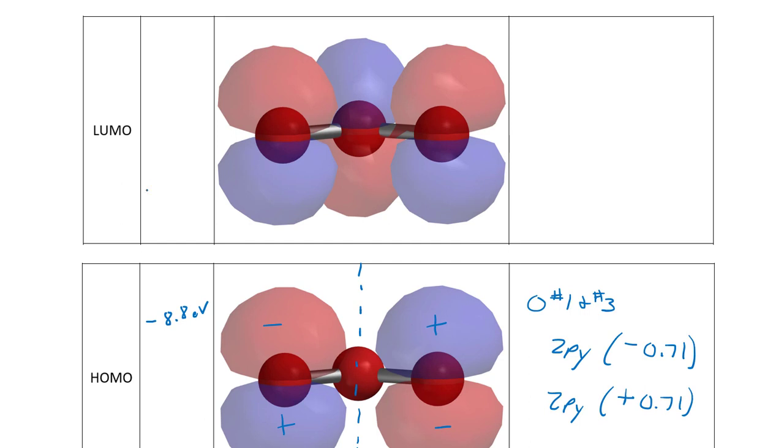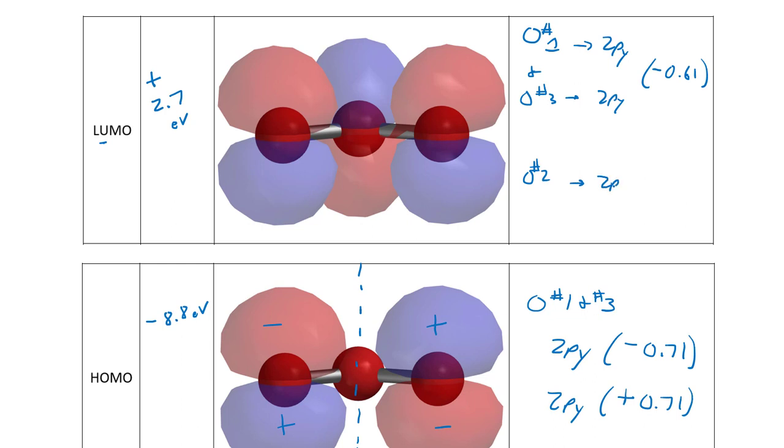And then the last one up here is probably pretty obvious. This is our LUMO, right? LUMO is a positive 2.7 eV, and it's pretty simple here. If I look at my oxygen number 1, it's going to be a 2PY, and I would say also oxygen number 3 does the same thing, 2PY, and they both contribute a negative 0.61. The central atom, oxygen number 2, gives you a 2PY, and that is a positive 0.67. So if you look at this, what you've got is negative, positive, negative, positive, negative, positive. What does that scream? Well, that screams a node or two. So I'm going to draw my node like that. Whenever you go from negative to positive or positive to negative, that's a node. I see a node here.